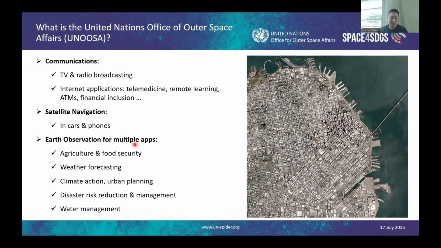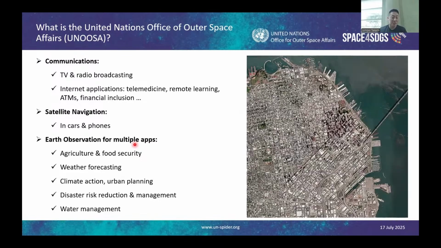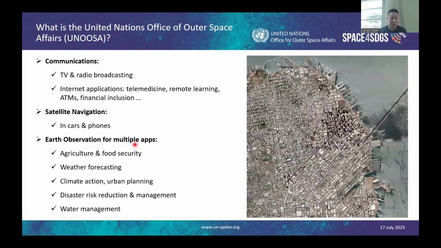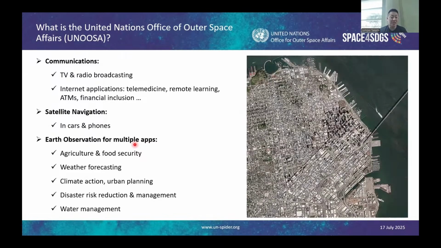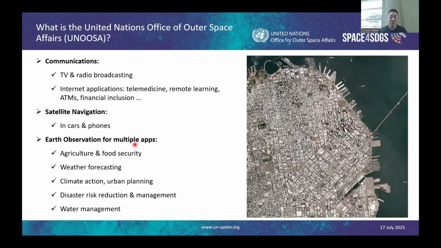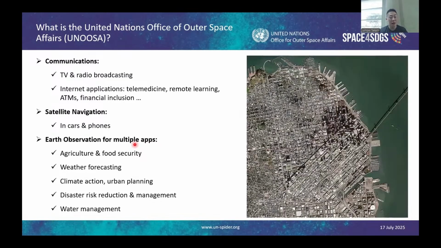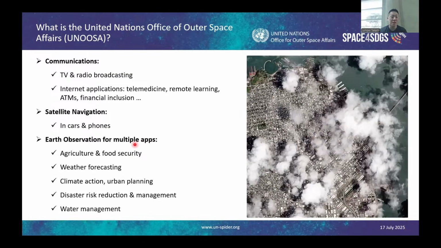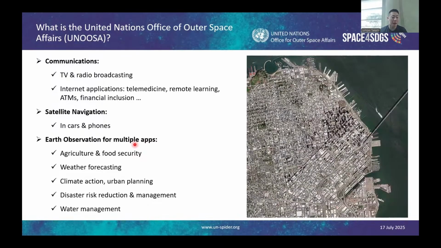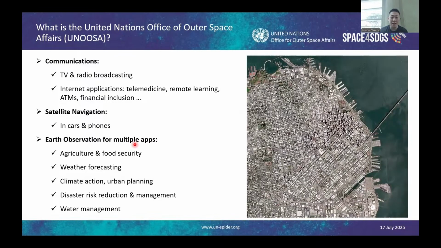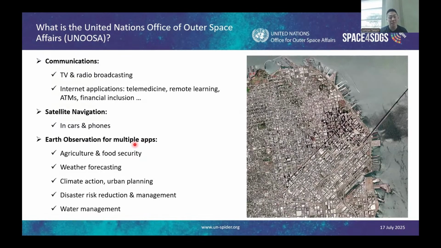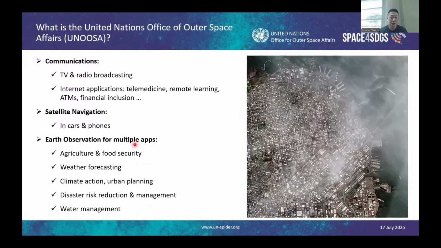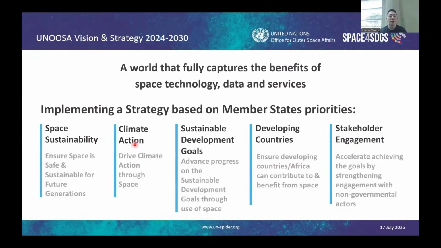We use many space science and technologies: communication satellites, navigation like GPS and GNSS, and Earth observation for multiple applications, including agriculture and food security, weather forecasting, climate action, urban planning, disaster risk reduction and management, and water resource management as well. Here is the UNOOSA vision and strategy 2024 to 2030.